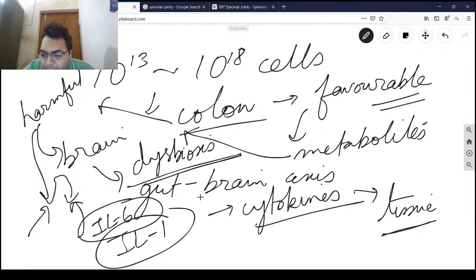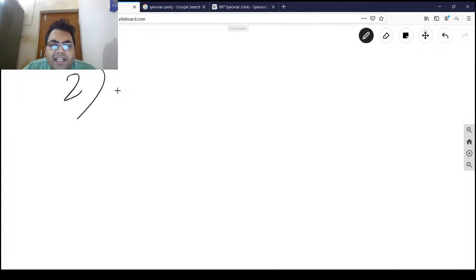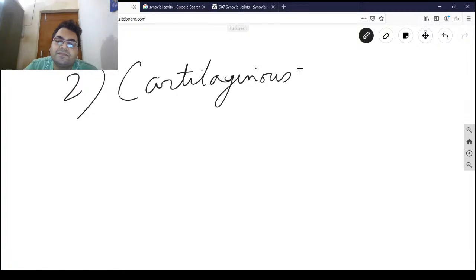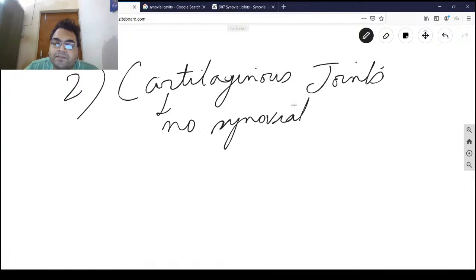So the next types of joints are cartilaginous joints and synovial joints. Joint number 2 is cartilaginous joints. In cartilaginous joints, there is no synovial cavity, and the bones are held by cartilage.